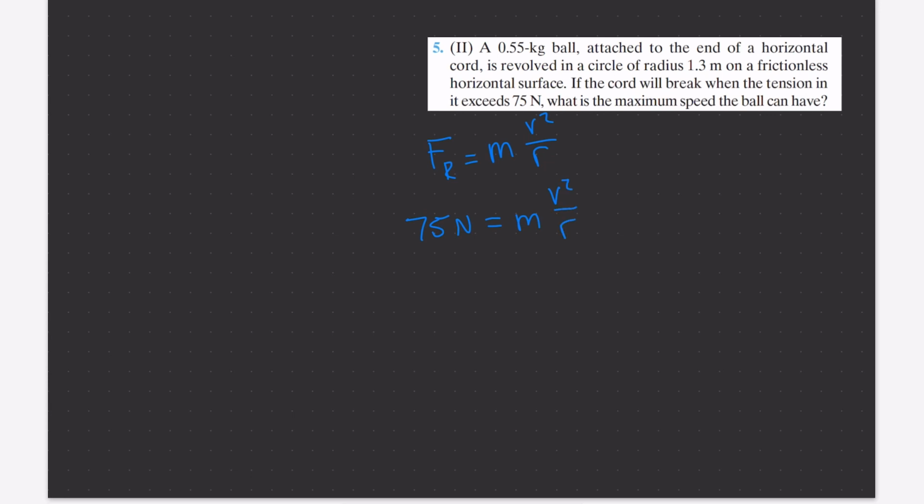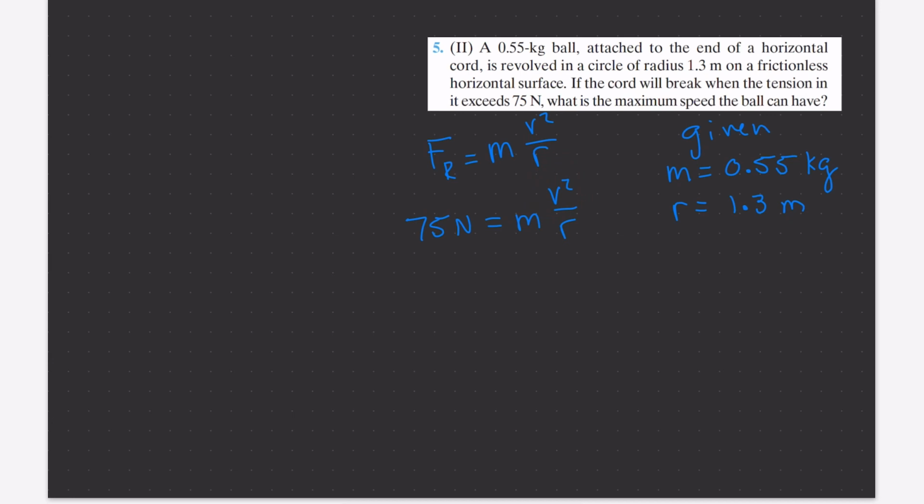What is given is m, which is equal to 0.55 kg, and radius, which is equal to 1.3 meters. One thing that I like about what's given is that everything is in SI, so I don't have to make any conversions. Based on my equation, mass and radius are required, but what I'm not given is v.